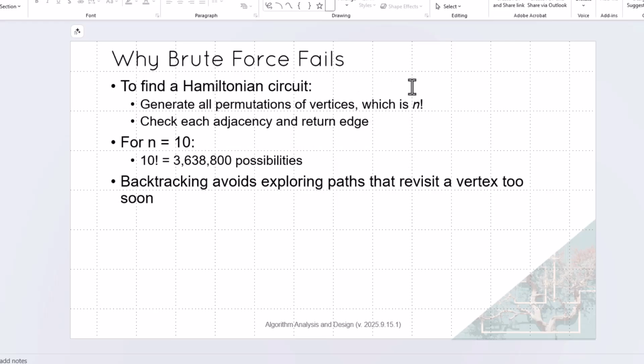So why would brute force fail? Well, to find a Hamiltonian circuit with brute force, we would generate all permutations of vertices, which is n factorial. That's just the permutations. Then you check each adjacency and return edge. So for even a relatively small graph, for n equals 10, 10 factorial is 3,628,800 possibilities. Backtracking avoids exploring paths that revisit a vertex too soon.